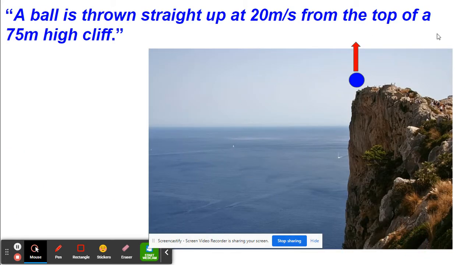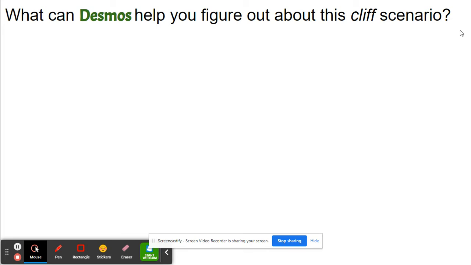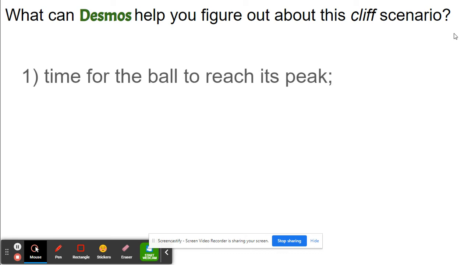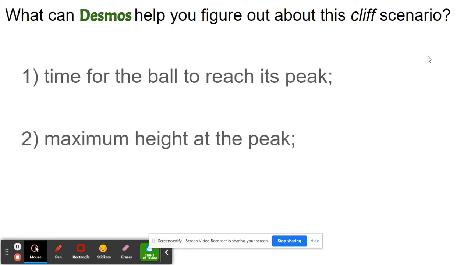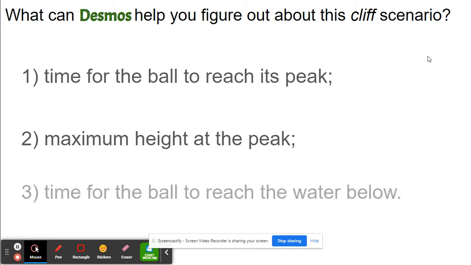All right, so if we take this scenario, the ball is thrown straight up at 20 meters per second from the top of a 75-meter high cliff. So it's going to go up, reach its peak, and then go all the way down to the water below. So what can Desmos help you figure out about this cliff scenario? Well, you can figure out how long it's going to take the ball to reach its peak, what the maximum height of the ball will be at the peak, and how much time it's going to take for the ball to reach the water below.